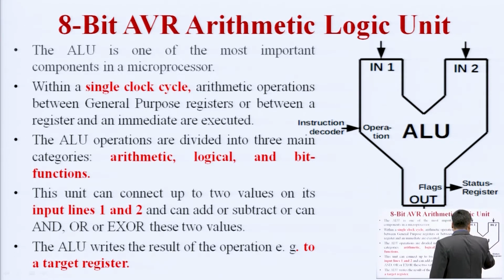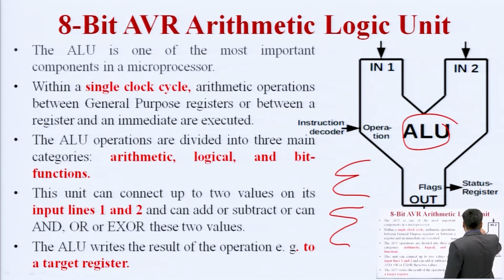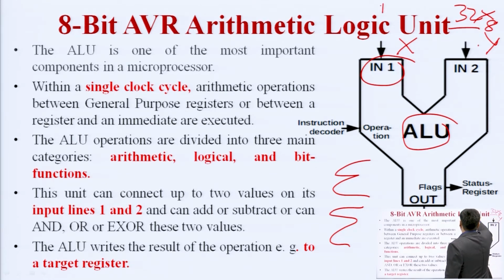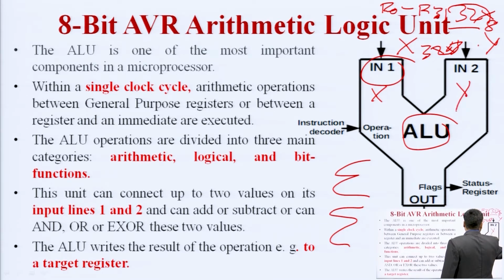We have seen in the previous lecture that the ALU has a sign of summation. Summation means that it is doing ALU operations, and it is getting data. We have seen x and y. They are getting data from the 32 into 8 general purpose registers. 32 means that there are general purpose registers varying from R0 to R31, that is 32, and each of 8 bits. That's why it is represented as 32 into 8. The ALU gets the data from these registers and does some arithmetic and logical operations.